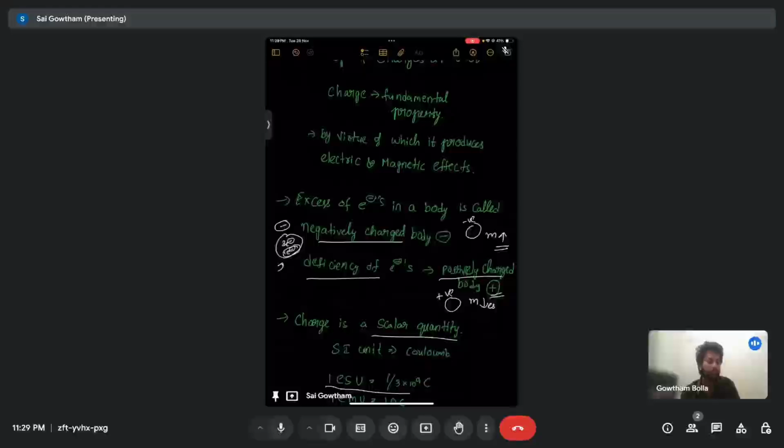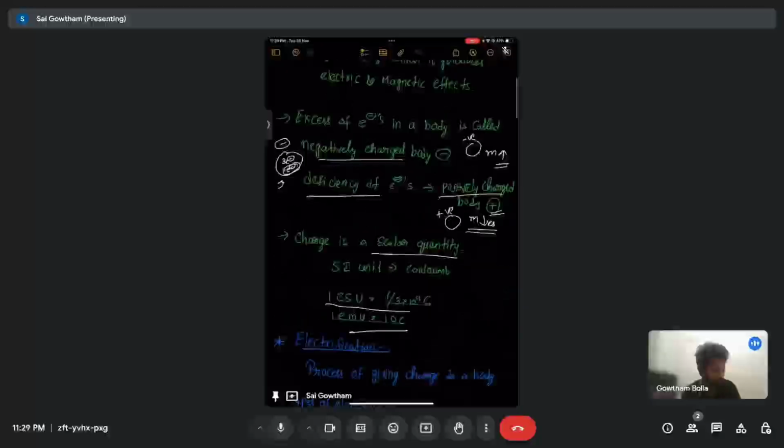The SI unit of charge is coulomb, and one electrostatic unit of charge is equal to 1 by 3 into 10 to the power of 9 coulombs. Similarly, one electromagnetic unit of charge is approximately 10 coulombs.